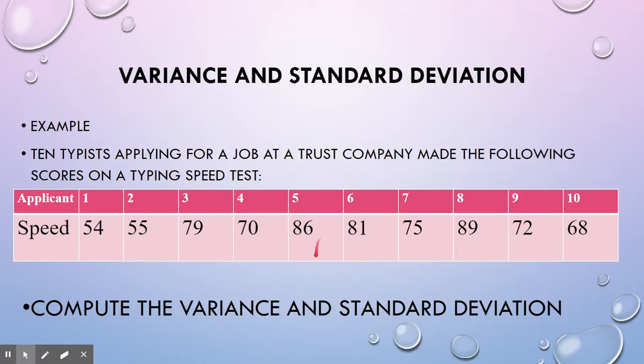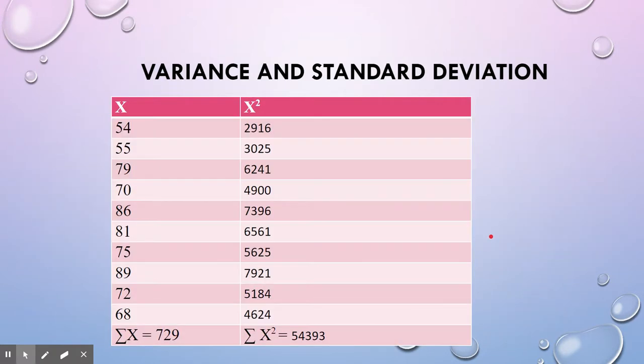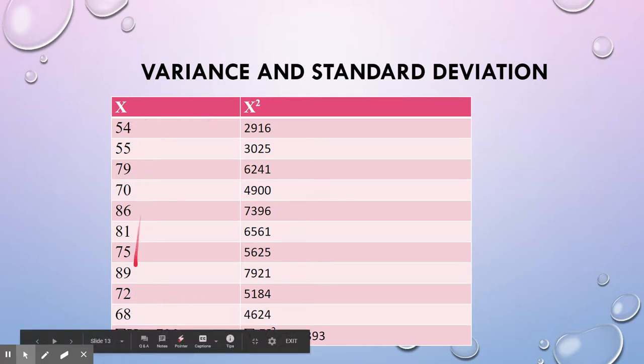Now, if we look at an example of a data set, we have 10 typists applying for a job at a trust company, and they made the following scores on a typing speed test. We have each applicant and the score that they recorded. For each of the scores, these would be the individual x values. To use this in our formula, it's easy if we lay it out in a table format. So we list all the 10 values.